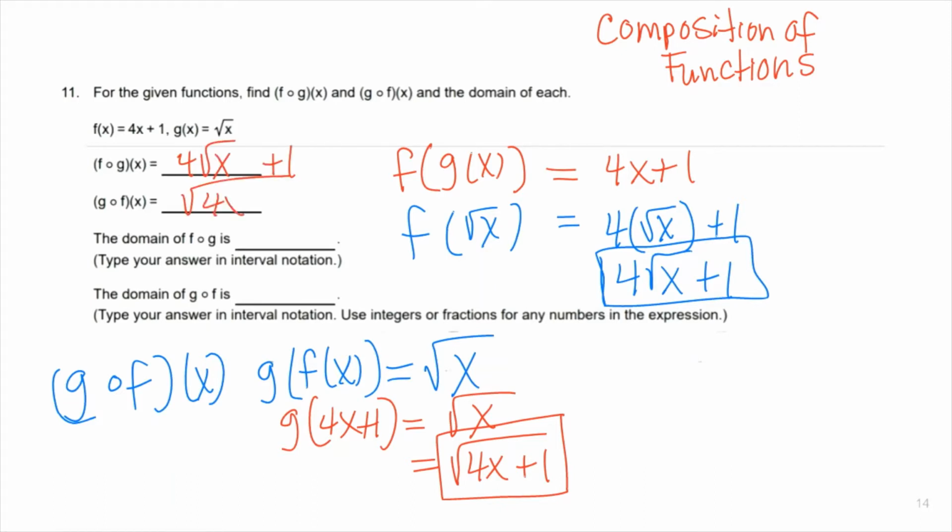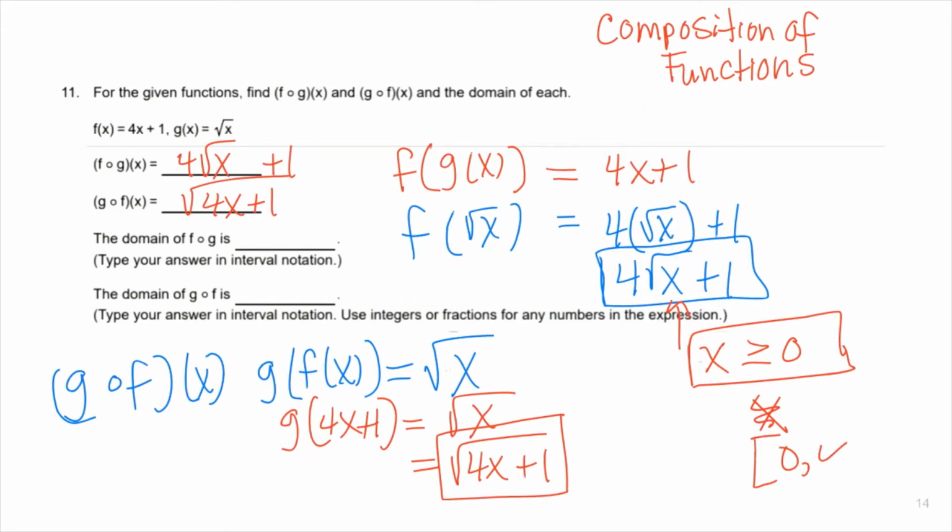So now they want me to find the domain of f composed of g of x. So we have this radical here. So you have that x is greater than or equal to 0. And they want it in interval notation. So bracket 0, comma, positive infinity. That is going to be your notation for that one.